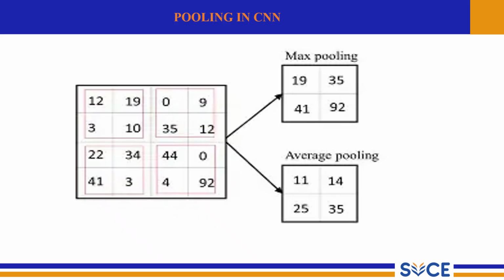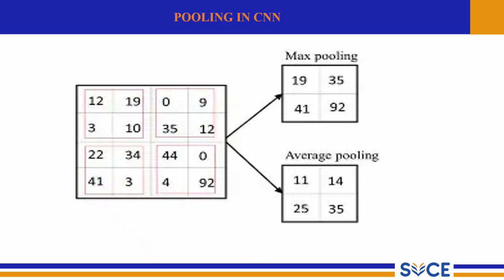Max pooling. The first technique shown in the figure is max pooling. Max pooling selects the largest value from each 2 by 2 region. For the first region, the values are 12, 19, 3 and 10. Among these numbers, the maximum value is 19. So, the output of this region becomes 19.